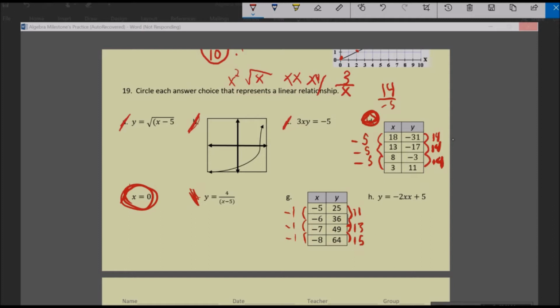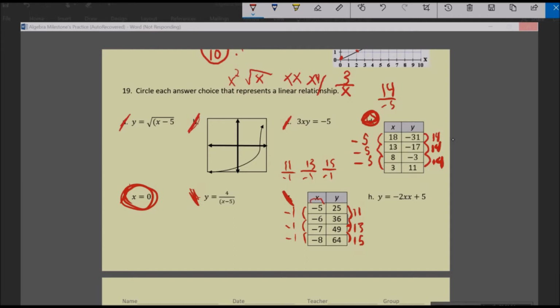So let's look at our change in y over change in x. So far we've got 11 over negative 1, and then we have 13 over negative 1, and then we have 15 over negative 1. If I simplify 11 over negative 1, I get negative 11. And if I simplify 13 over negative 1, I get negative 13. That does not have a constant rate of change. It's not going by the same amount.